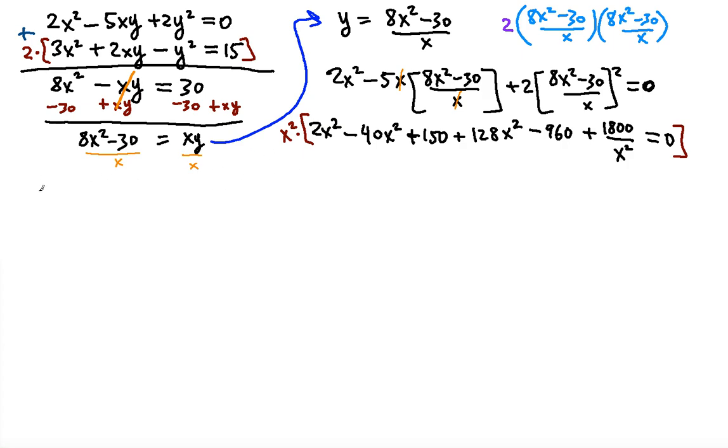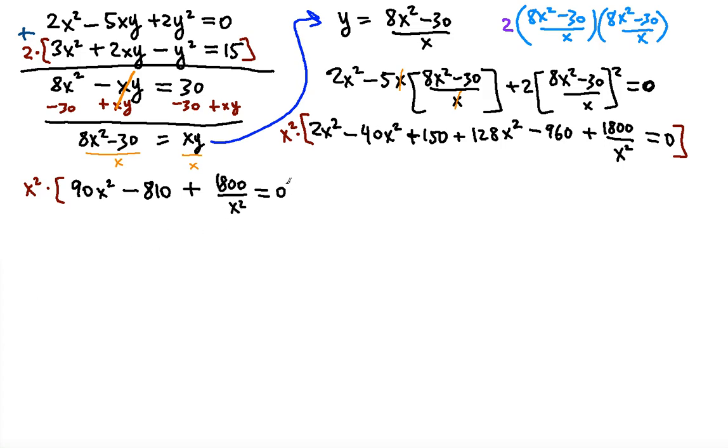Well, first of all, actually, let's combine the like terms. So, I'm going to copy this again, and we're going to combine the like terms. So 128 plus 2 is 130 x squared minus 40 is 90, right? So 90x squared is the result for the x squared coefficients. Now let's see, the next one is the numbers, right? 150 minus 960 is minus 810. Minus 810 by itself. And then plus 1800 over x squared is equal to 0.